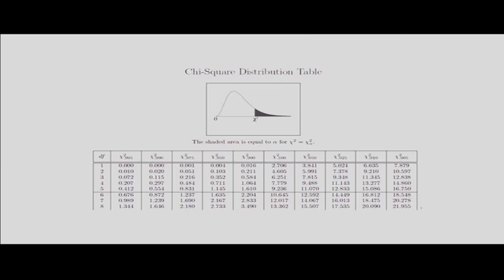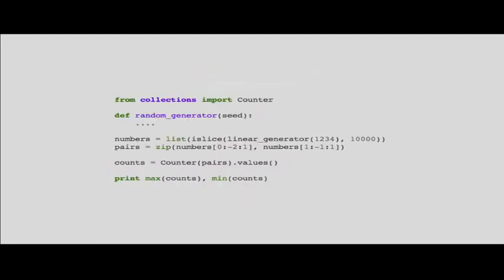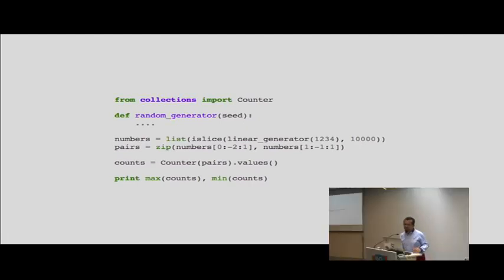Other tests check the sequence for more complex patterns. For instance, in a random sequence, pairs of numbers need to be as uniformly distributed as numbers themselves. Or we can also check if there are gaps between successive appearances of the same number and whether the length of these gaps is consistent with what we would expect probabilistically. And there's also a number of other patterns that we can use.